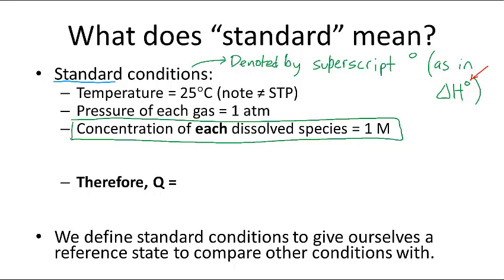When we talk about equilibrium, we said we measure Q, this reaction quotient. Q is the ratio of products to reactants. What, if everything is 1 molar concentration, what's the value of Q? 1.